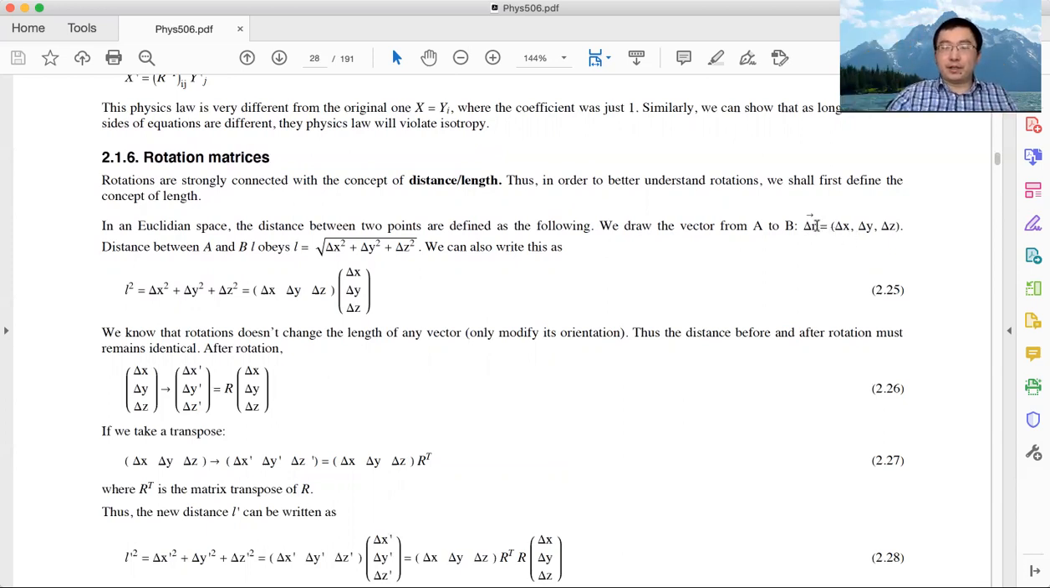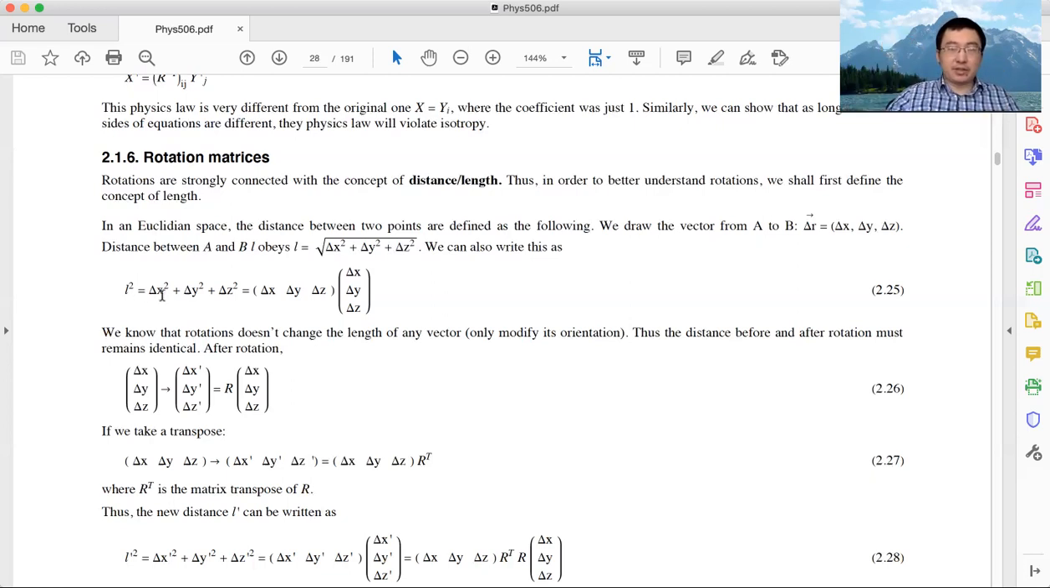Okay, and this vector has 3 components: delta x, delta y, delta z. And the length of this distance is, of course, the square root of delta x squared plus delta y squared plus delta z squared. This length can also be written in a vector or matrix formula. More precisely, let's write down the length squared, the square of this distance.